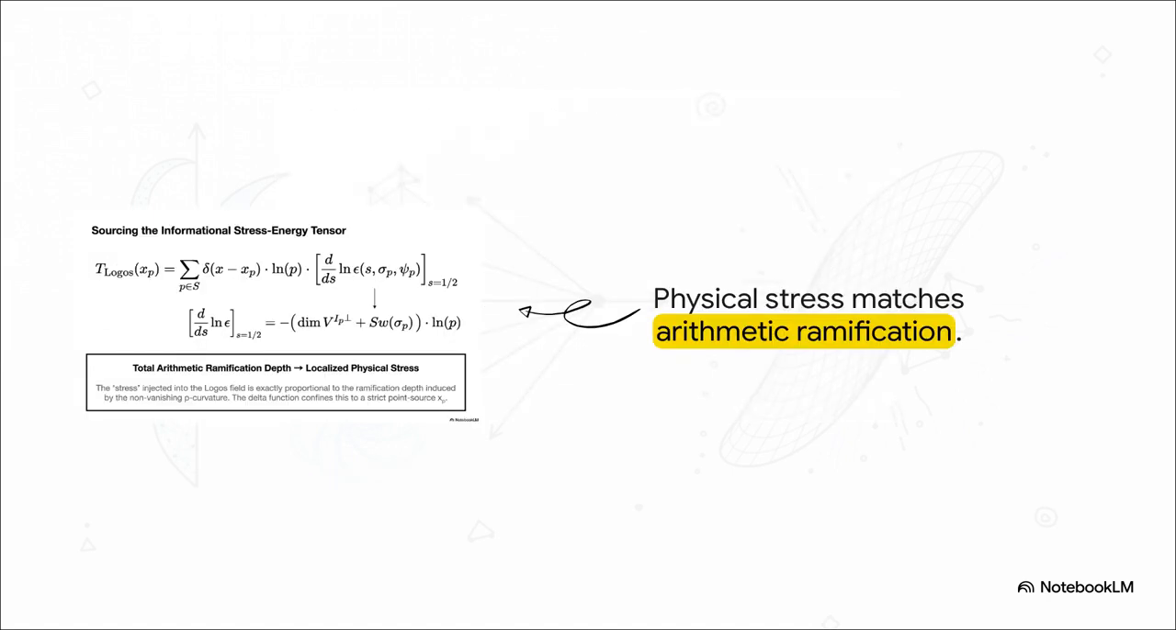By evaluating the microlocal derivative of the epsilon factor with respect to the scaling parameter s, we arrive at something truly incredible. The physical stress, the actual mass energy injected into the Lagos field, is exactly proportional to the arithmetic ramification depth of the non-vanishing p-curvature. The log p weight, multiplied by the dimension drop and the Swan conductor, dictates the exact amount of localized physical stress. It's a perfect one-to-one mapping.